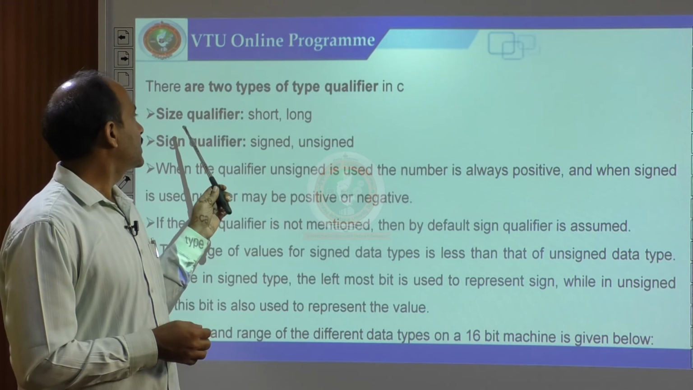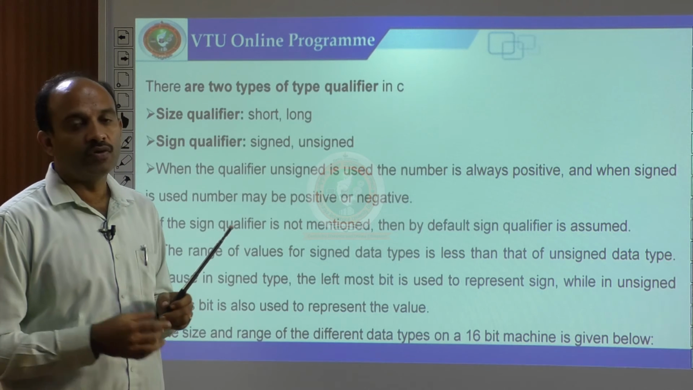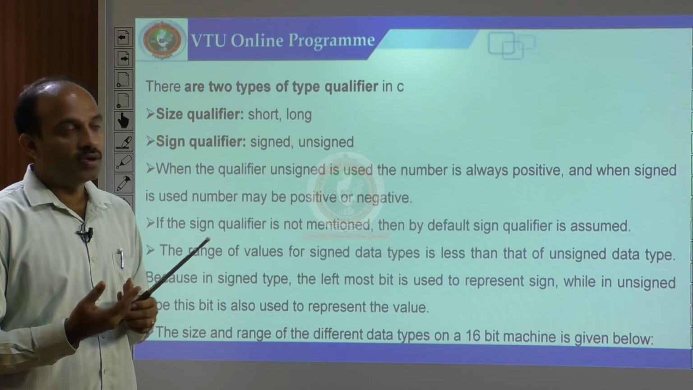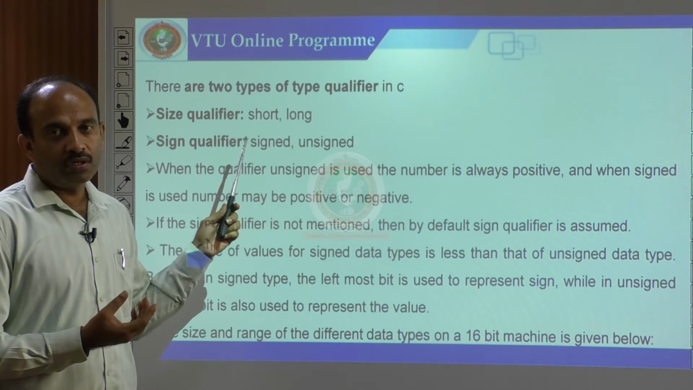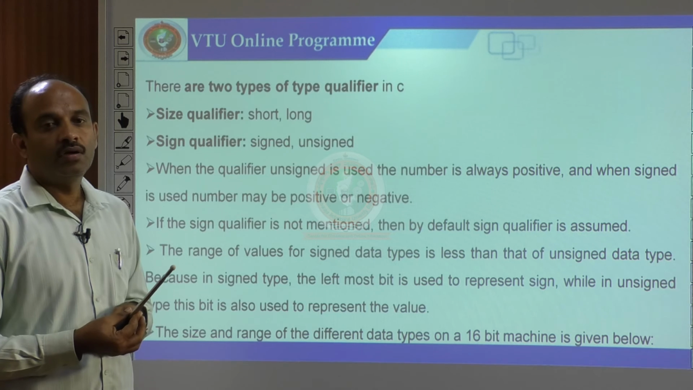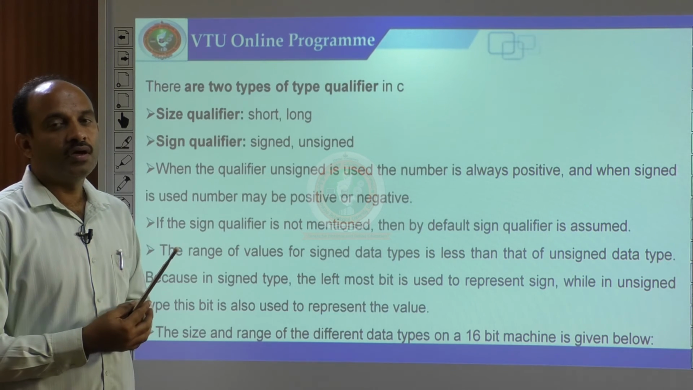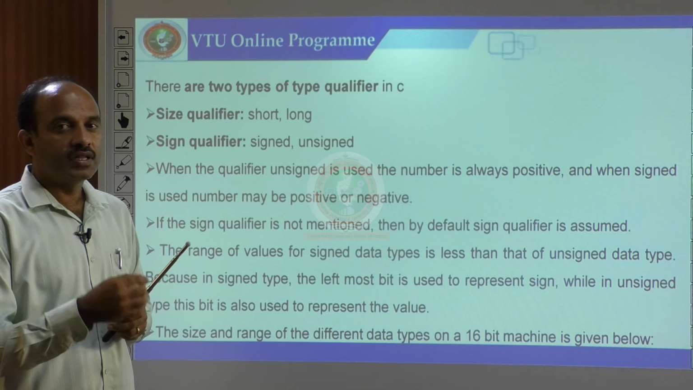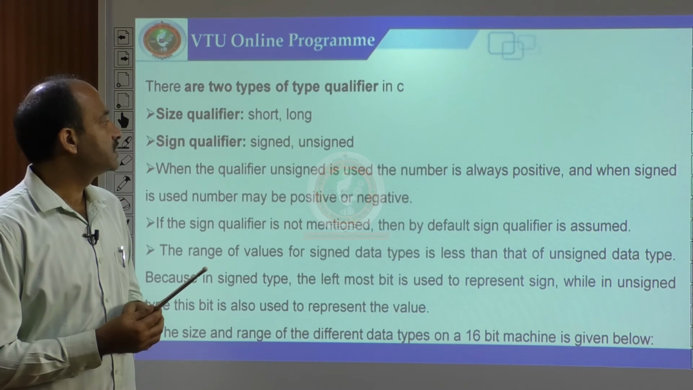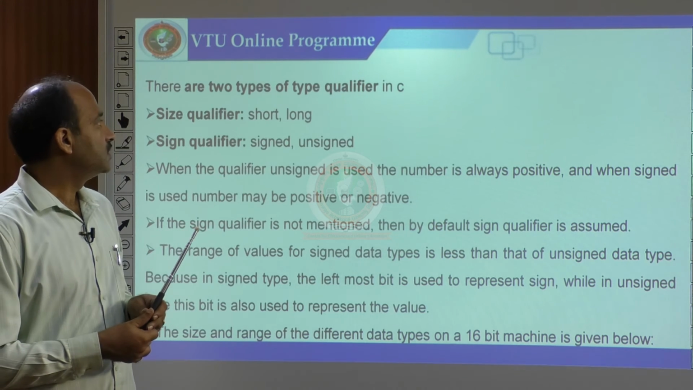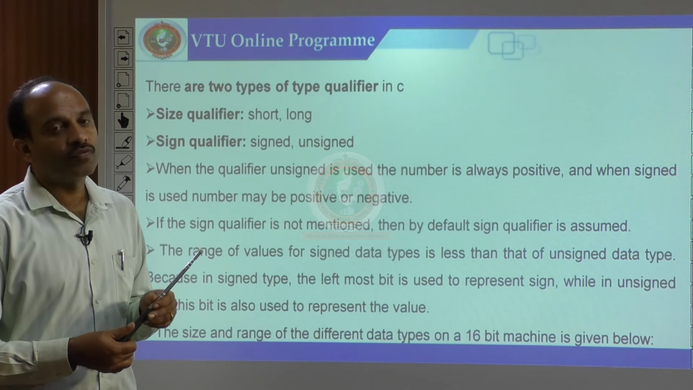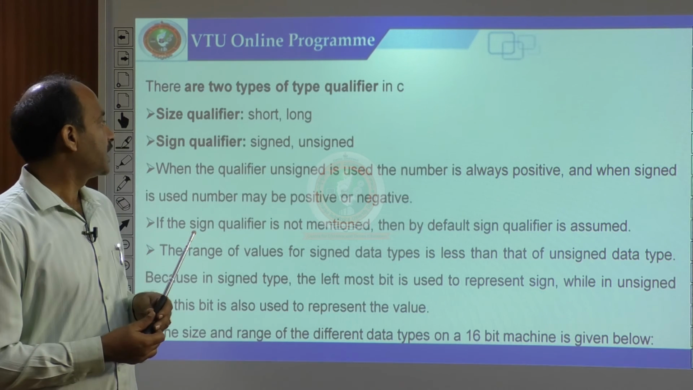There are two types of type qualifiers: one is size, from lower to higher, and the other one is sign. For any integer or float, we have both short as well as long size, and also signed and unsigned. So, when someone asks about the types of qualifiers: size, and the other one is the sign qualifier.